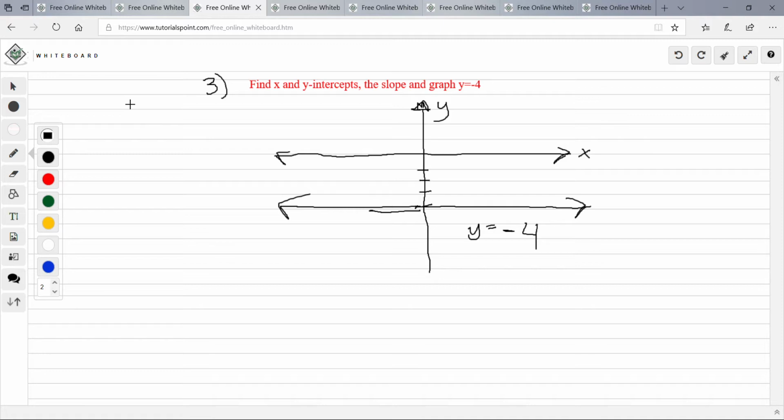Okay, so does it have an x-intercept? No, right? None, because it doesn't cross or touch the x-axis. Does it have a y-intercept? Yes, because it touches the y-axis at 0, -4, right? And then does it have a slope?